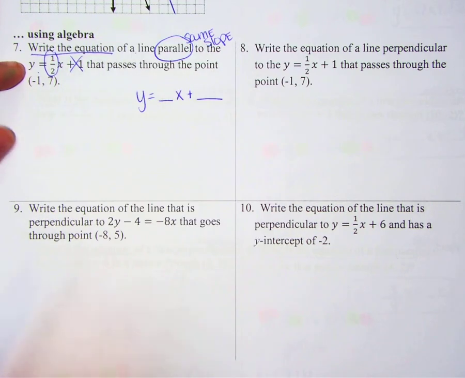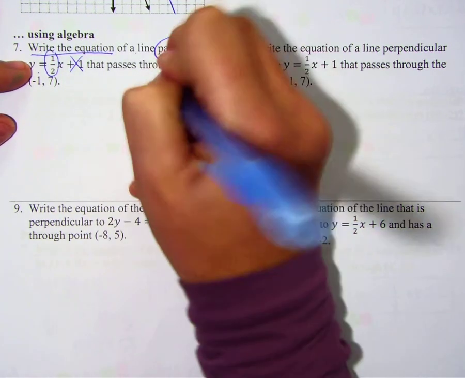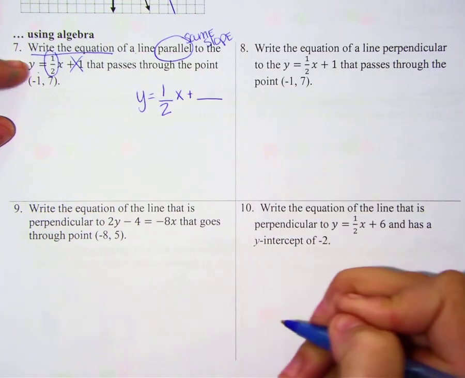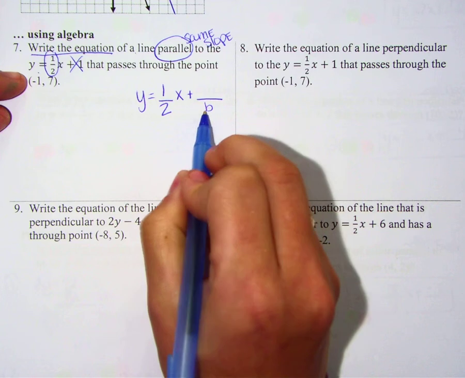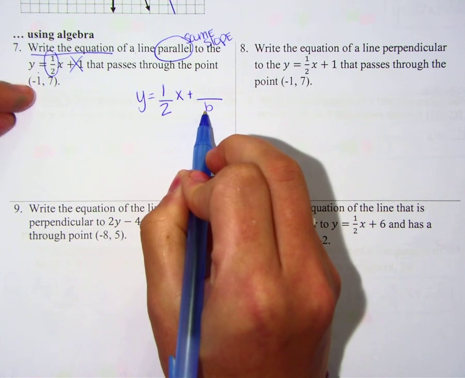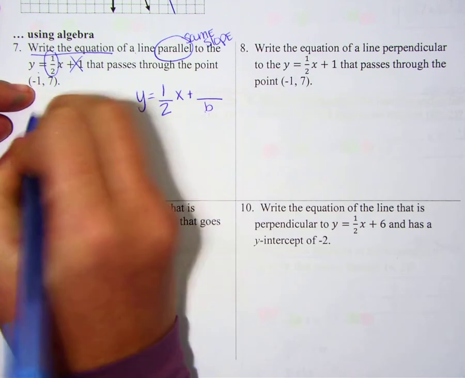We actually don't really care about that. We just care about the slope. It's going to have the same slope, so I'll write 1 over 2 here, and it passes through this point. So I need to solve for b. I don't know what b is. I'm going to use this point to get it.